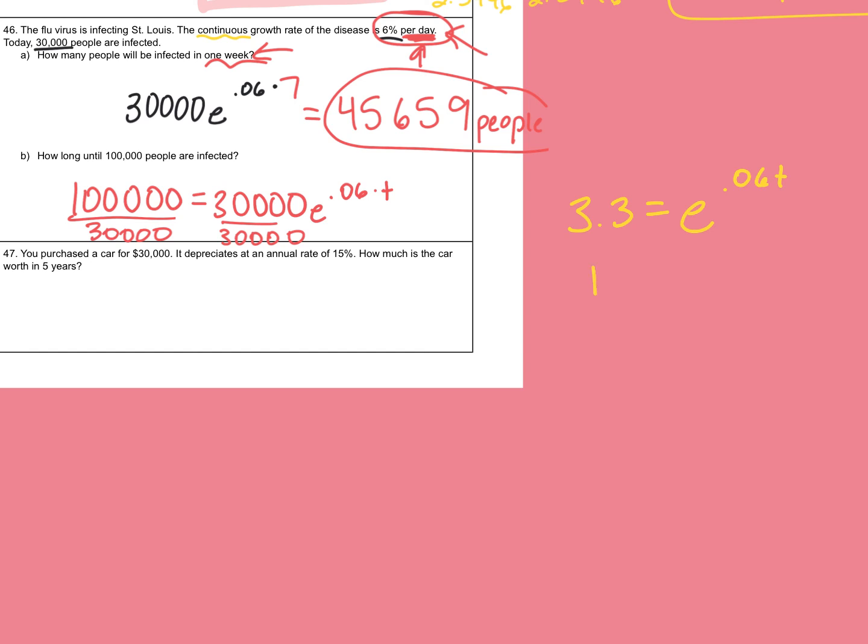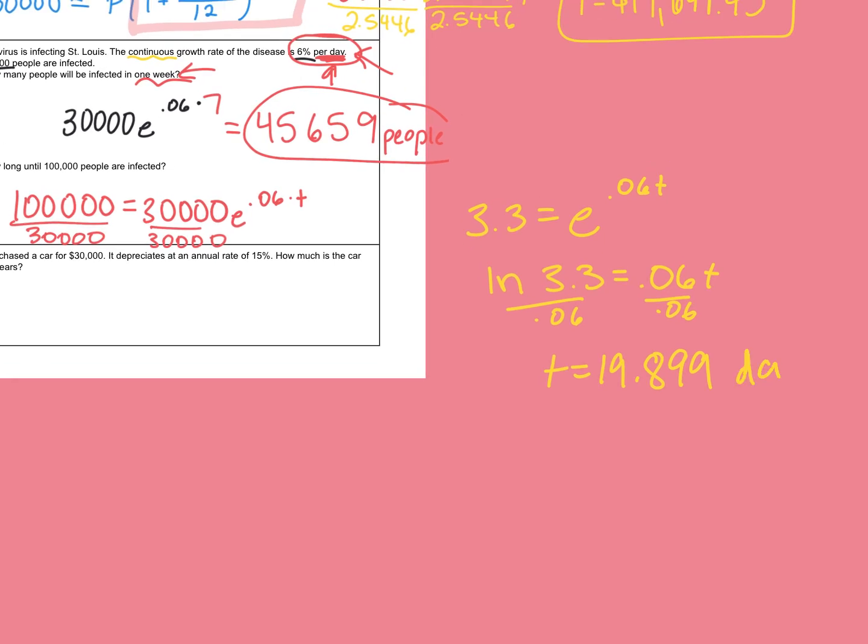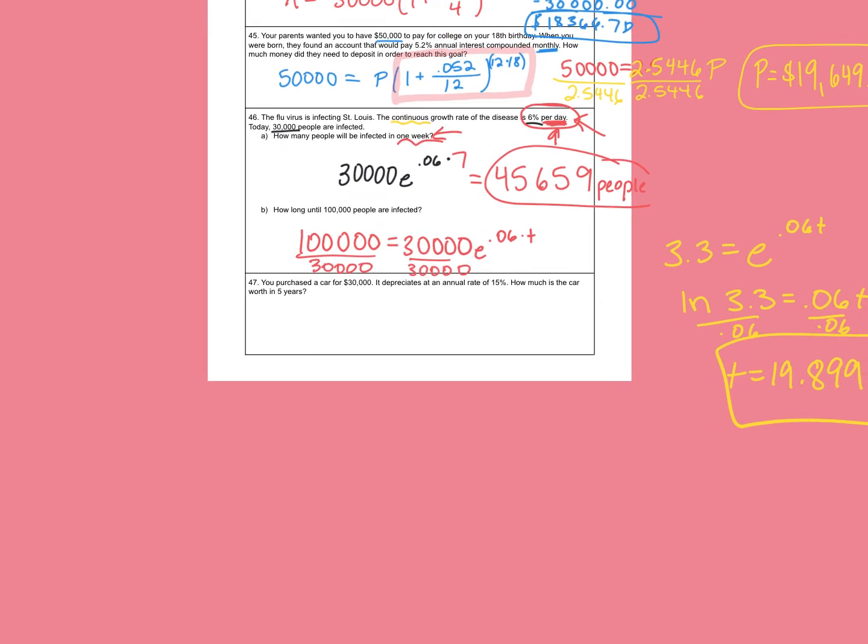This is an e base, so I know I need to set up a natural log. So natural log of 3.3 equals 0.06 t. Type in natural log 3.3 in my calculator. I get 1.19 with a big long decimal. I'm just going to go ahead and divide that by 0.06 while it's in there. And I end up with t equals 19.898. I'm going to call it 899. And this is in days, sorry. Cool. You could round that up to 20 if you wanted to, okay?